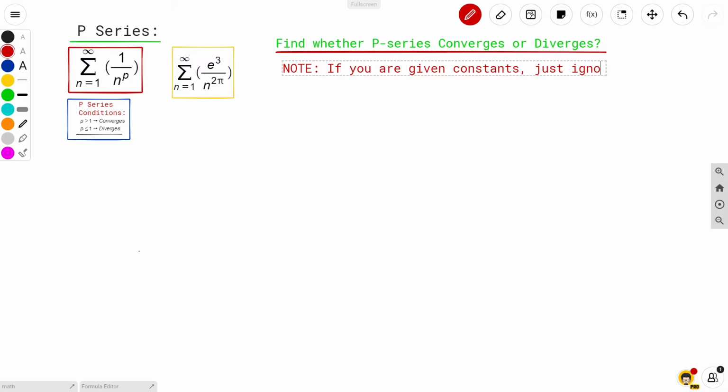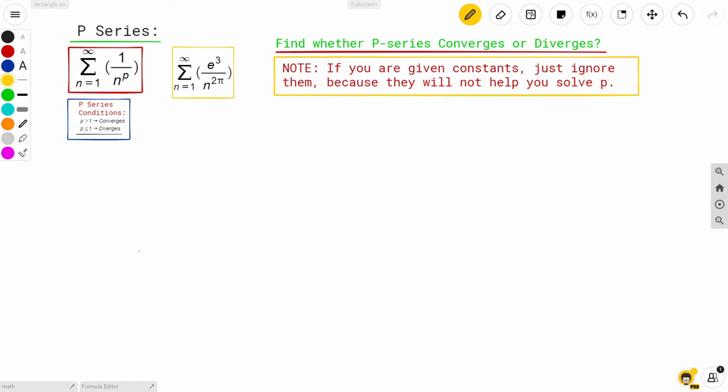Why? Because they will not help you solve for p. Basically, it's just like whenever you integrate, you pull the constant out and you multiply it back in at the end. That's the same case here. So in this case, we're treating e raised to the 3rd power as a constant because it's not going to help us. Now that we know that, we can proceed with the problem.